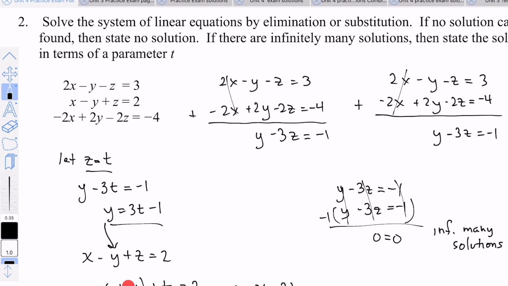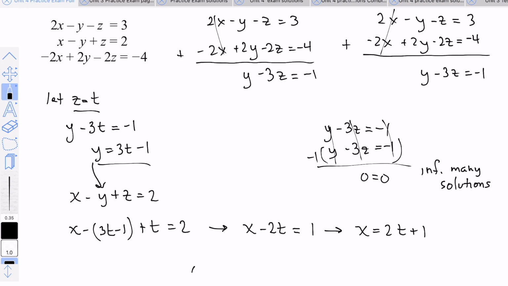If I subtract that +1 from the other side, I'm going to get a 1. If I add the 2t over, now we have the value of x. So our solution is, instead of x, it's 2t plus 1, and then for y, it's 3t minus 1, and then for z, it's t.